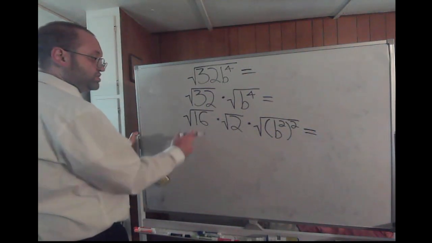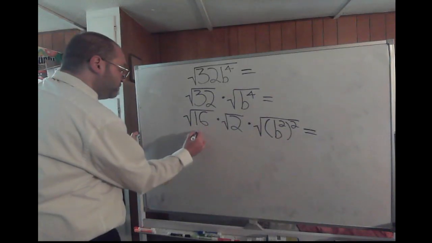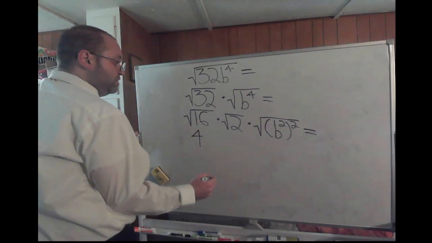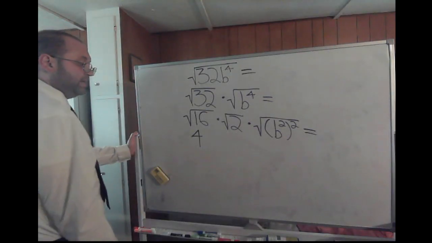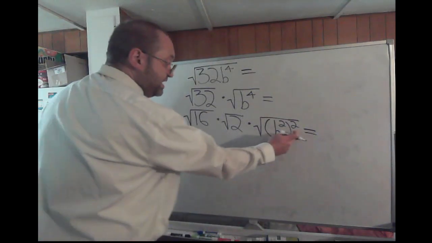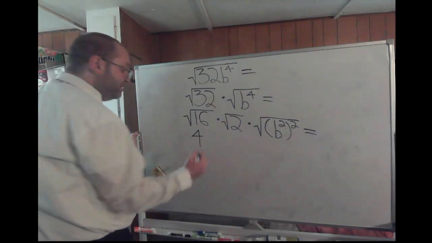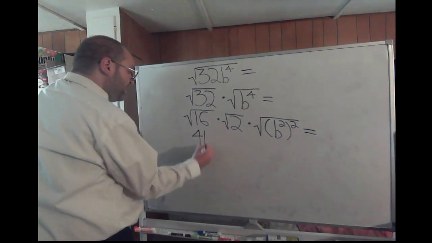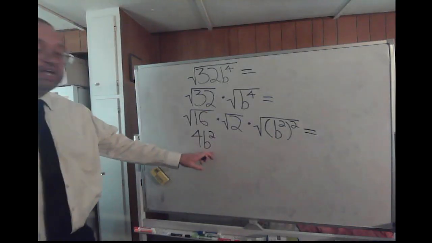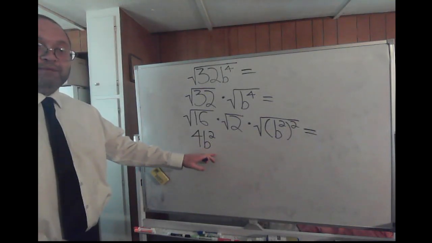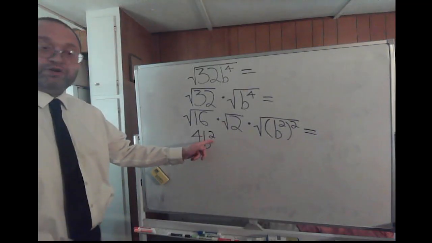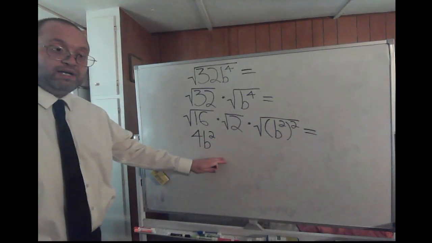Now, we know the square root of 16, that's 4. There's nothing we can do with the square root of 2. That's not a perfect square. But the square root of b to the second, that's just going to be b to the second. And since the answer is to the second power, we don't need an absolute value sign. The reason being is because no matter what value you put in for b, it's going to be positive.